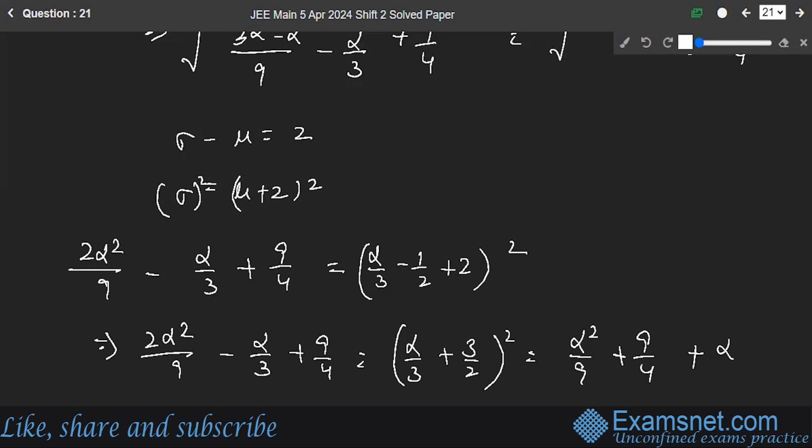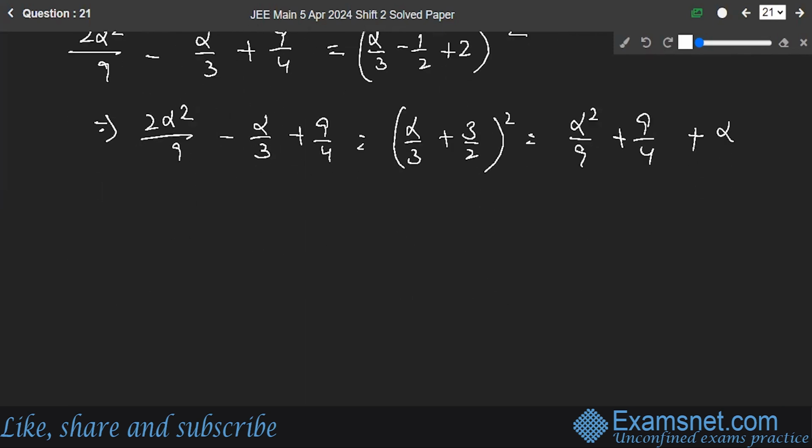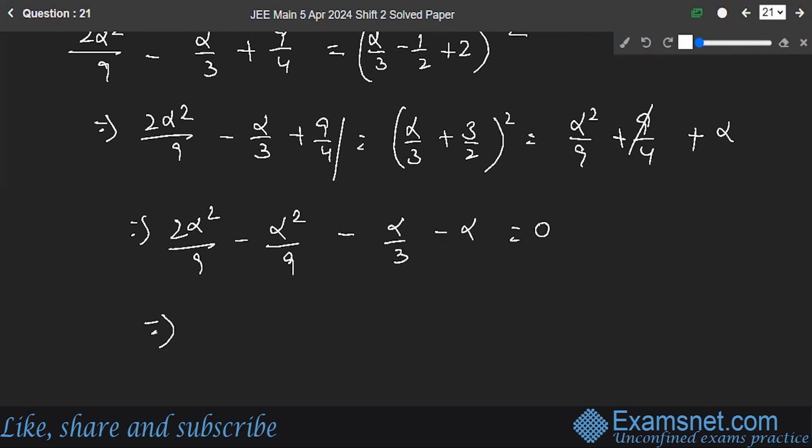Okay, now this 9 by 4 will cancel from both sides. So you will have 2 alpha squared upon 9 minus alpha squared upon 9 minus alpha upon 3 minus alpha is equal to 0, or you will have alpha squared upon 9 minus 4 alpha upon 3 is equal to 0.